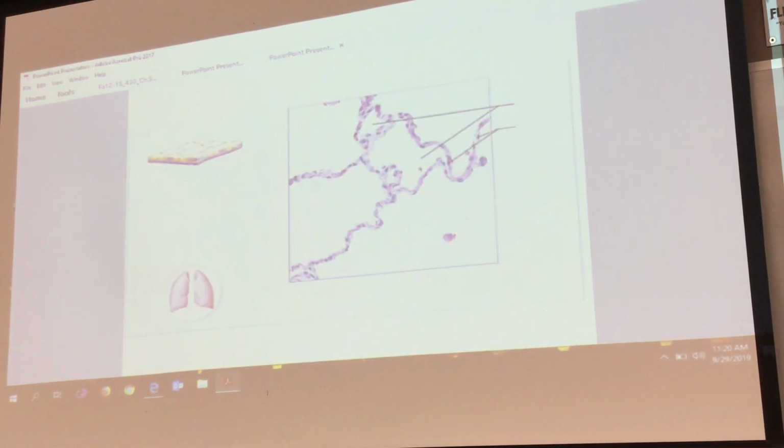Type. Function at this location. Gas exchange. If we just said diffusion. Diffusion of what? Okay, got it.